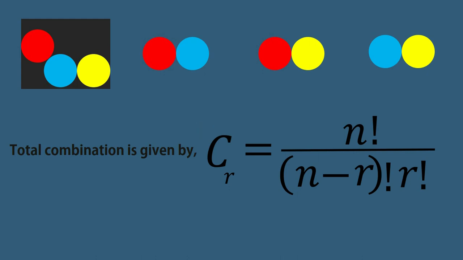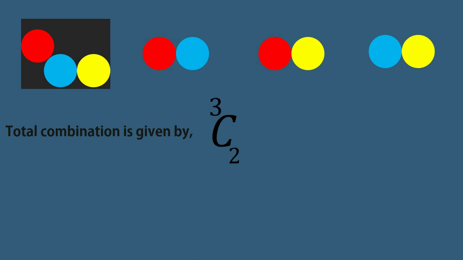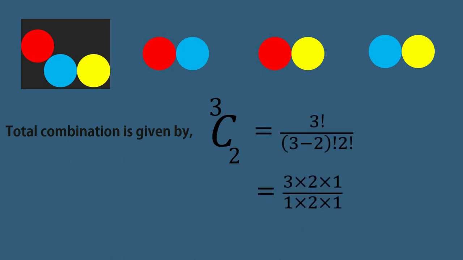After this, let's calculate the number of combinations of those balls using the definition of the combination. As I said, n represents the total number of the collection, that is 3, and R represents the number of selections, that is 2, since we are selecting two balls from the box. Now let's substitute n as 3 and R as 2. We have 3 factorial divided by 3 minus 2 whole factorial times 2 factorial. 3 factorial can be written as 3 times 2 times 1. In the denominator, 3 minus 2 is 1, and 1 factorial is 1, and 2 factorial is 2 times 1. After multiplication and division, the total combination is 3.